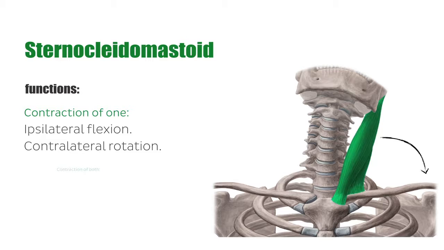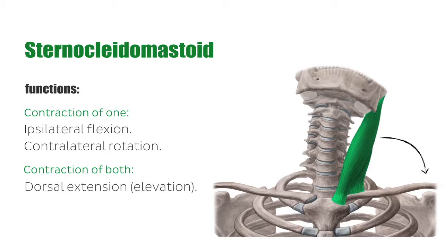Now, the contraction of both sternocleidomastoid muscles at the same time leads to what is known as dorsal extension or elevation of the head. So looking up into the sky. In addition, this muscle supports inspiration, providing that the head stands still. So we also consider the sternocleidomastoid muscle as an inspiratory breathing muscle.